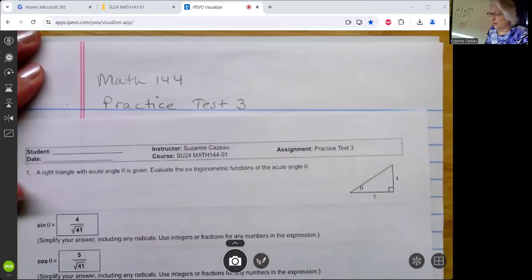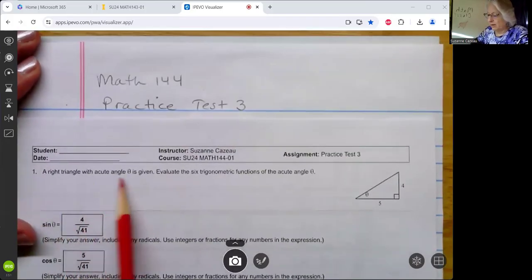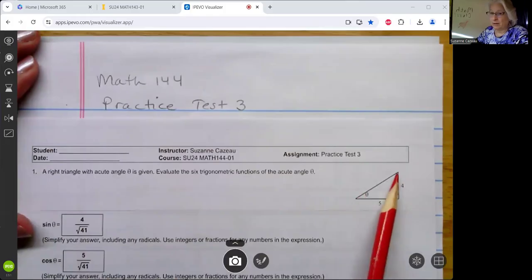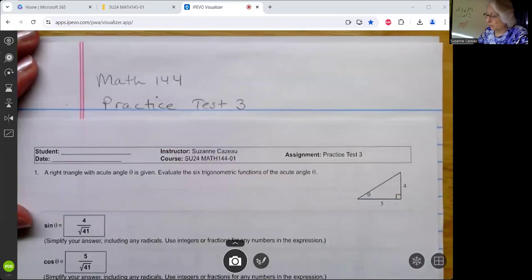So this is the first one here. We've got a right triangle with an acute angle given right here. So they've got the theta on the bottom left. Pay attention to where they put the theta, because sometimes it's up here and they try to confuse you. You want to have your theta down here. If you need to reorient the triangle, then do so.